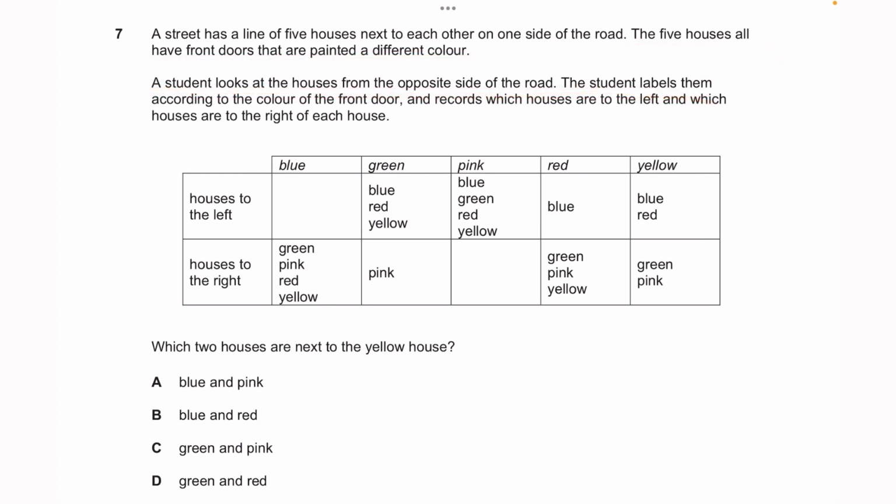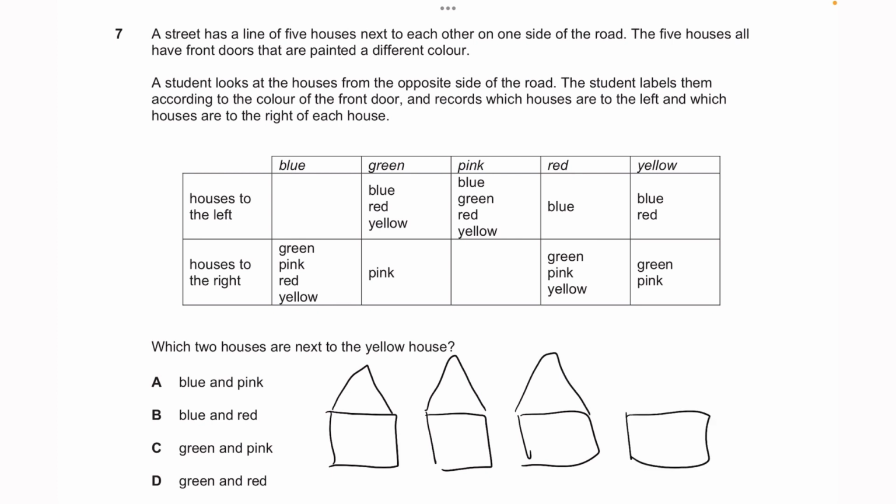The student labels them according to the color of the front door and records which houses are to the left and which houses are to the right of each house. Now, as you can see here, this table may be confusing, but I will explain to you how to read this table. Now it says which 2 houses are next to the yellow house. So from what we gather here, we know that there are 5 houses all lined up to each other. So 1, 2, 3, 4, 5.